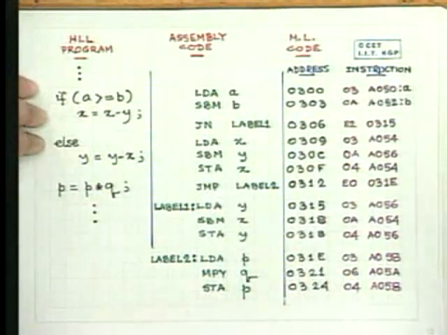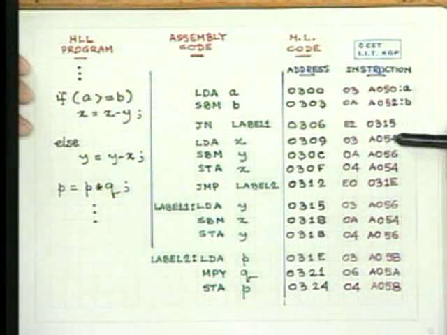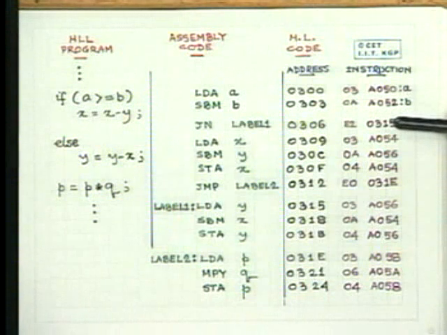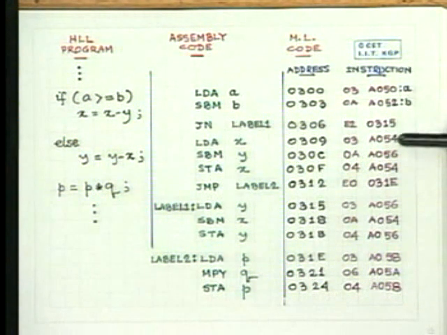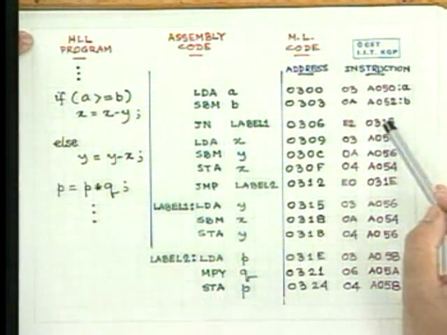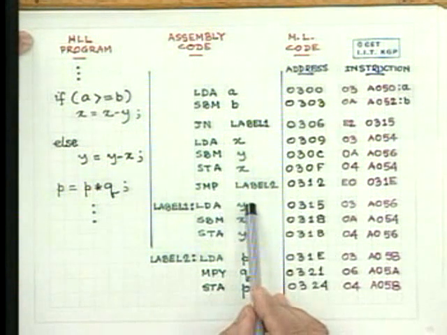Now, as the jump negative to label 1 instruction has been fetched and decoded, the program counter is fetched and decoded. Let me repeat once more: when the jump negative label 1 instruction has been completely fetched and decoded, the program counter is now pointing to this location. Now, depending upon whether the sign flag is set or not, either this instruction will be executed or it will go to the 0315 location to execute that load accumulator Y instruction.